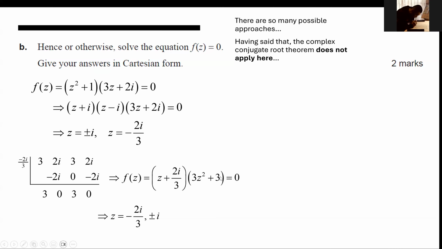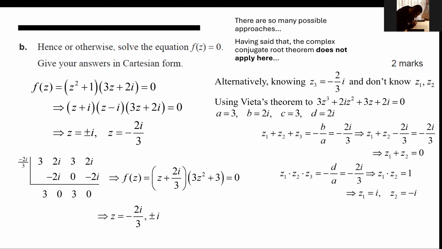I would like to mention a special technique because this special technique is not widely known. It's called Vieta's theorem, or we could say this is the relation between the coefficients and the roots of a certain polynomial. Vieta's theorem states that if you have a polynomial in the general form, and all the terms are listed in descending order in terms of the power, then you can identify, for example, A is 3, B is 2i, C is 3, and D equals 2i, for the 4 terms, their coefficients.